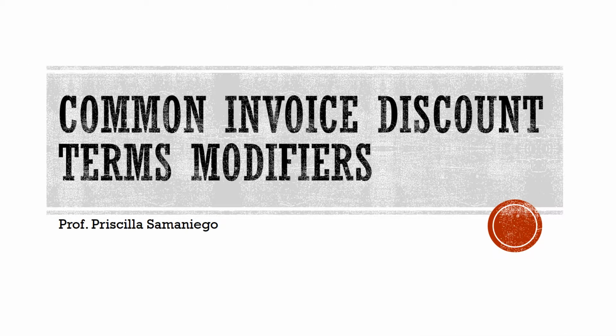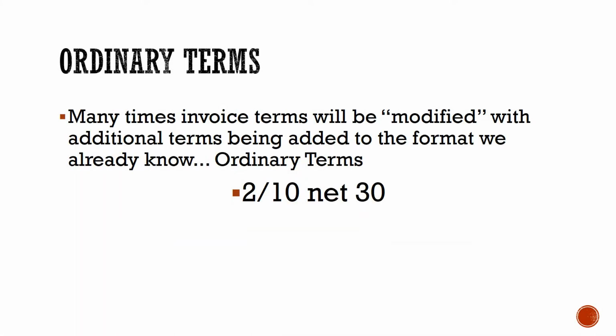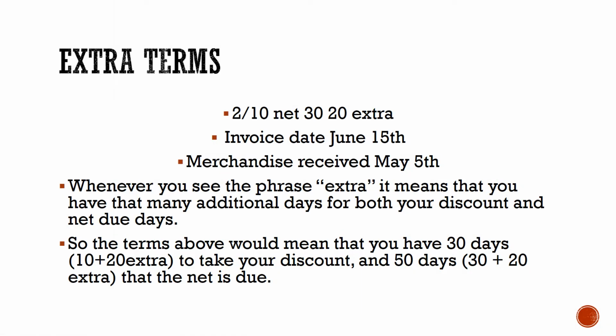Common invoice discount terms modified. Ordinary terms. Many times, invoice terms will be modified with additional terms being added to the format we already know, the ordinary terms, in which 2/10 net 30. The 2 means that we have a 2% discount in 10 days, but we need to pay our invoice in 30 days.